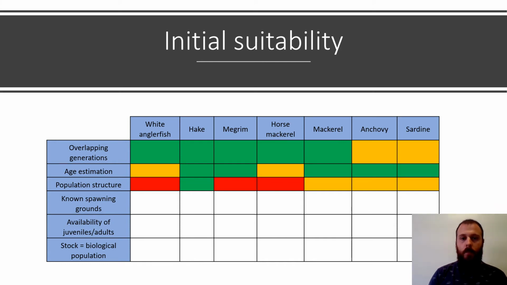So, to start with the initial suitability test, we analyzed biological features collected from our bibliography and formed a traffic light table, which is still in progress, as you see, and shows in a more intuitive way the suitability of different biological traits of all the species, such as overlapping generations or age estimation accuracy. Colors represent not only the adequacy of those aspects for each of the cases, but also the availability of that data.